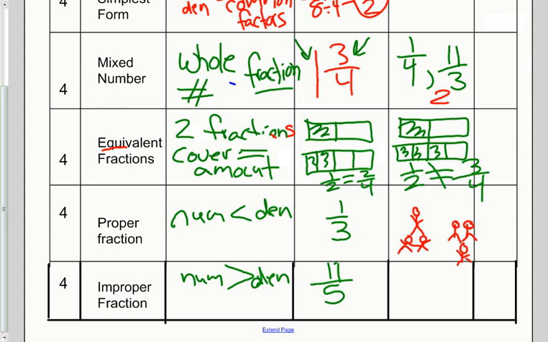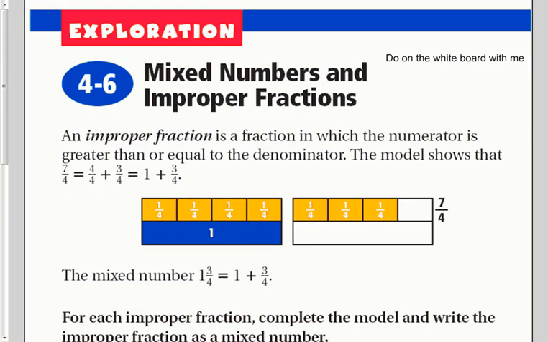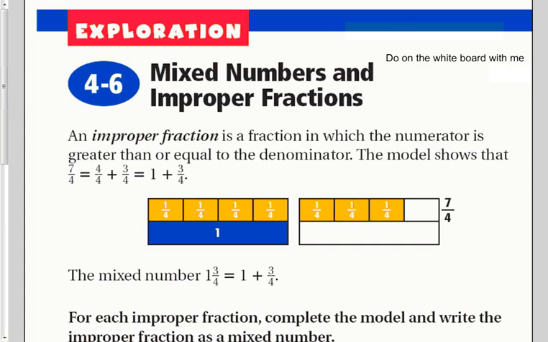All right, so let's take a look at this in action. An improper fraction is a fraction in which the numerator is greater than or equal to the denominator. This model shows that. So we're going to take a look at 7/4. So we have two bars. It's going to be greater than 1, we know, because 4/4 would be equal to 1, which you can see right here. So because there's 7/4, we know that our answer is going to be greater than 1.